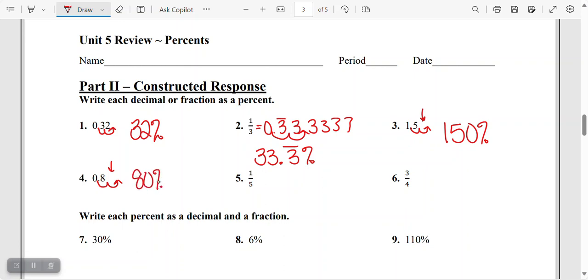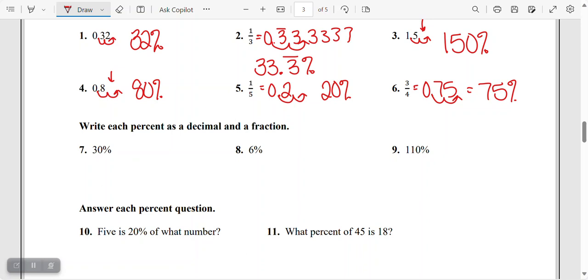80%. If you don't know that 1/5 is 0.2, again, you can do long division or use the calculator. 1 divided by 5, 0.2. Moving that 2 times to the right gives us 20%. Hopefully 3/4 you know, 0.75, and that will give 75%. Don't forget, if you are asked to give it as a percent, you do have to have the percent symbol.